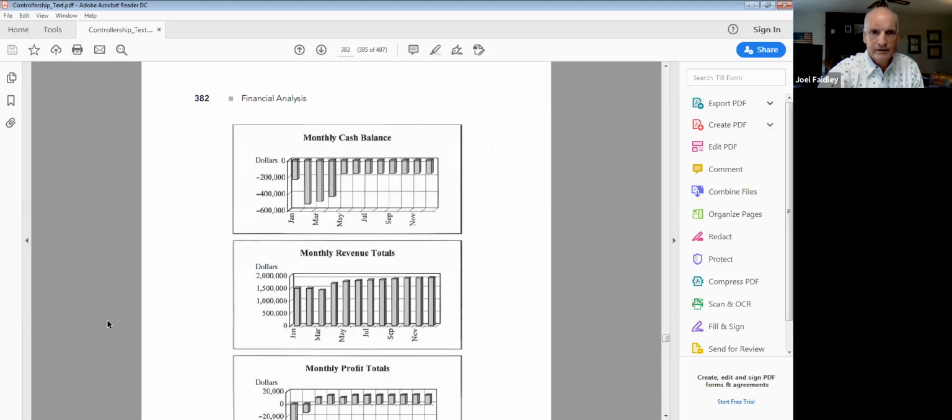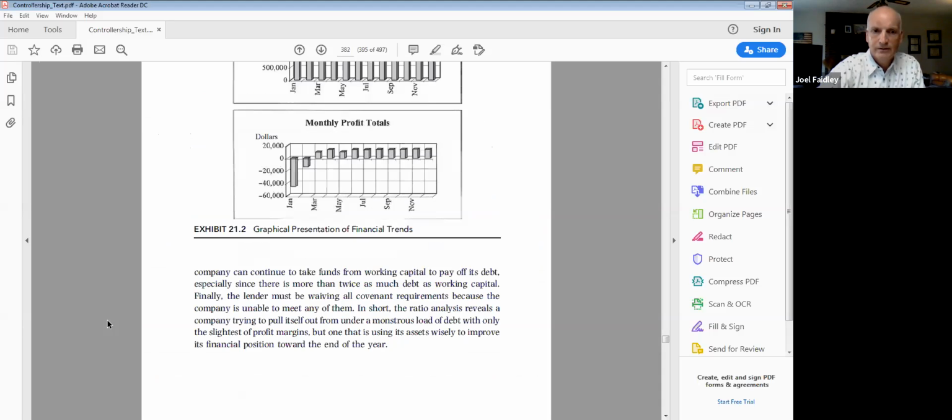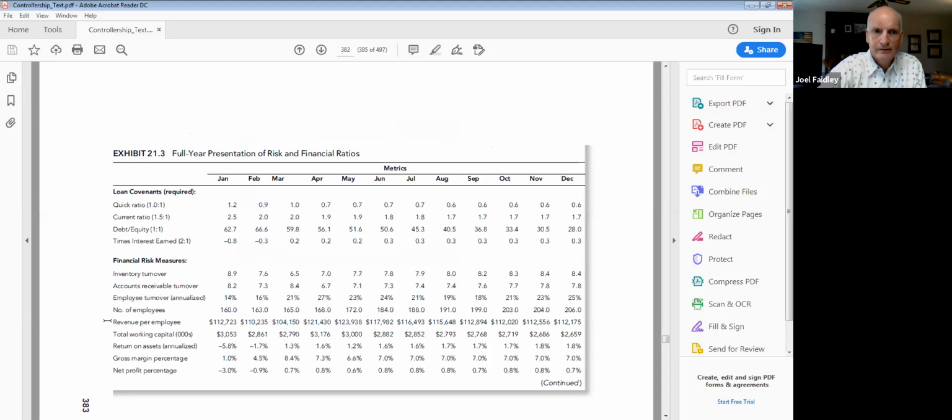Everybody likes charts. It looks like Excel charts, doesn't it? Monthly cash balances, revenue. Then once you get this set up, it's usually just download it and hit the enter key, right? Link everything up. There's your ratios.